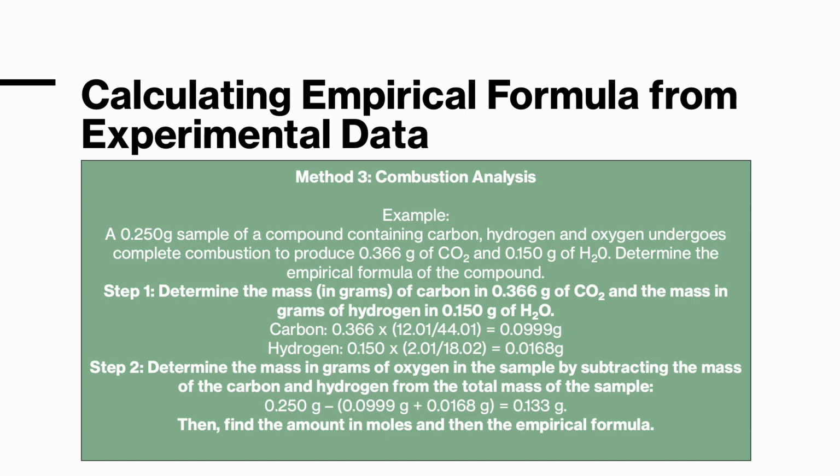The following step is to determine the mass in grams of oxygen in the sample, and we do this by subtracting the masses of the carbon and hydrogen that we found from the total mass of the sample. So we take 0.25 grams and minus off the grams we found of carbon and hydrogen, giving us 0.133 grams. Then we use this and each element's respective molar mass to find the moles, and then we find the simplest whole number ratio to find the empirical formula.